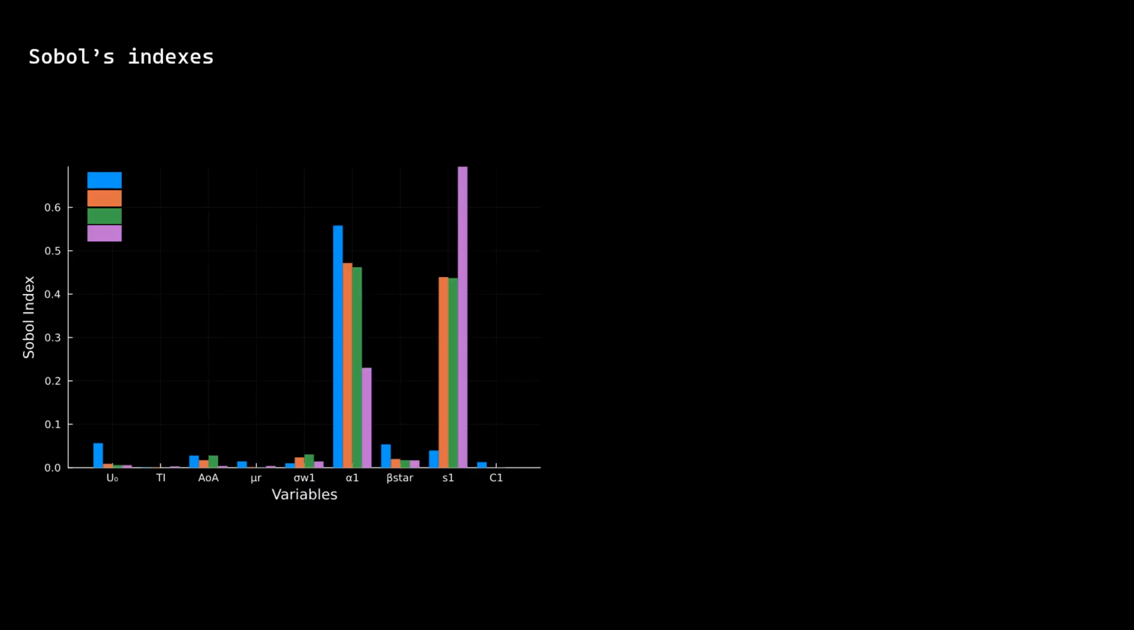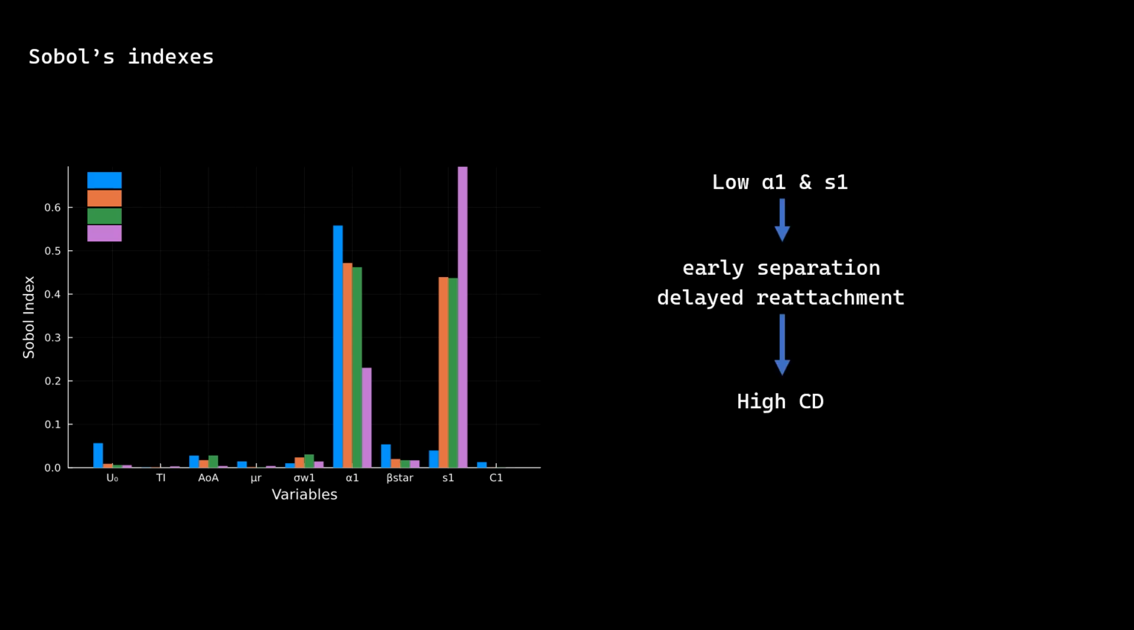The last step is to compute the Sobol indexes. They are a measure of how much an input parameter is impacting a specific output. In general, alpha 1 and S1 are the ones with the highest impact for this specific case. And analyzing the previous graph, low A1 and S1 lead to early separation and delayed reattachment, and so to high CD.